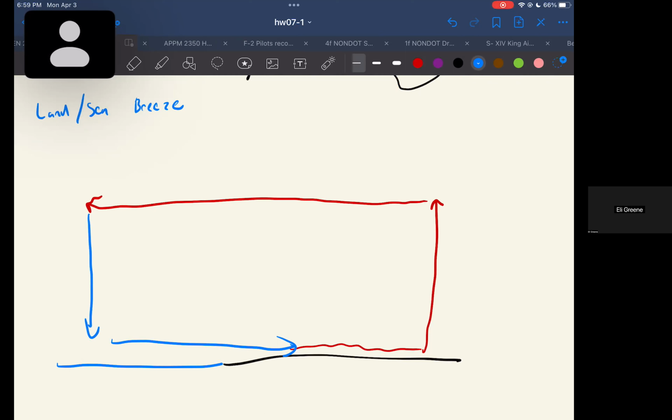And then at night, the flow reverses. The ocean doesn't lose heat, whereas the land does lose heat. And so suddenly the ocean will be warmer than the land. And then all the air will blow out towards the ocean.